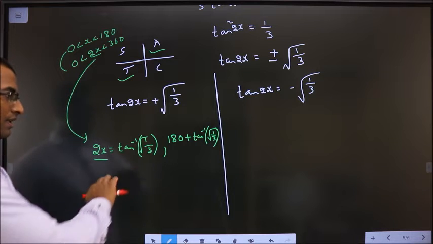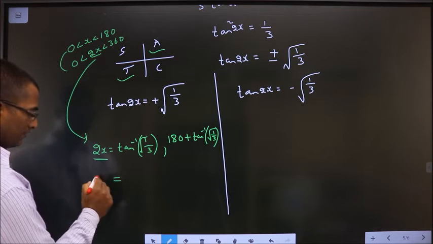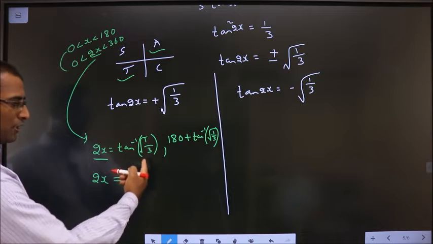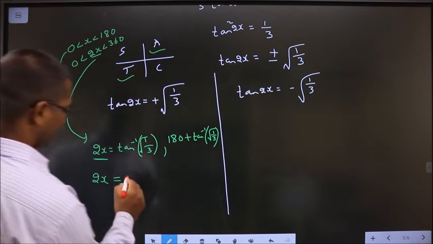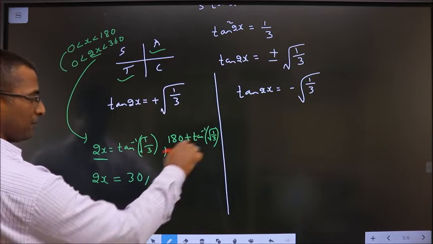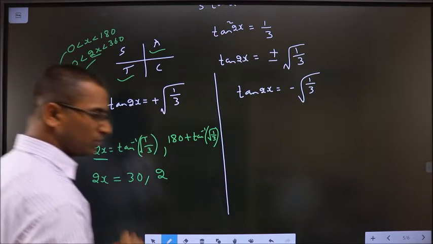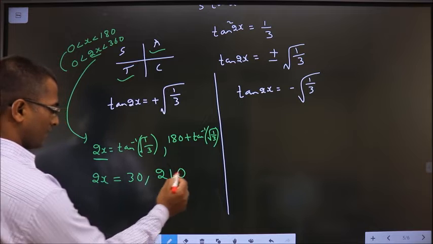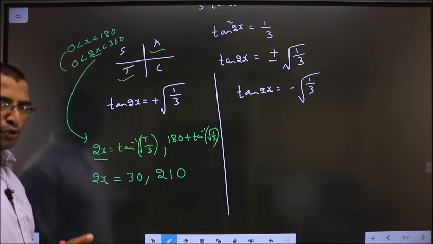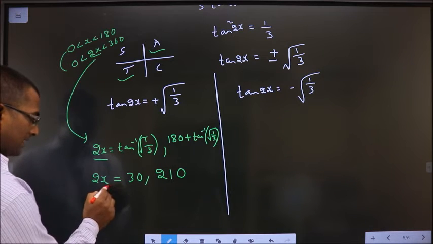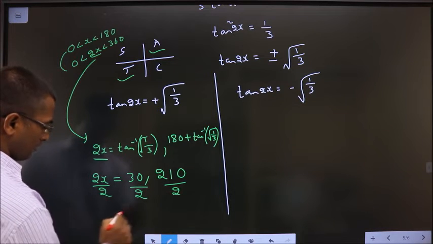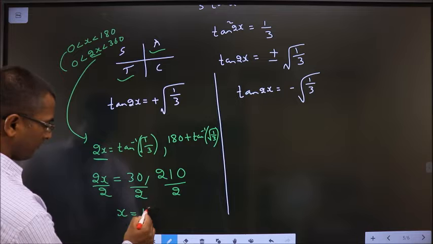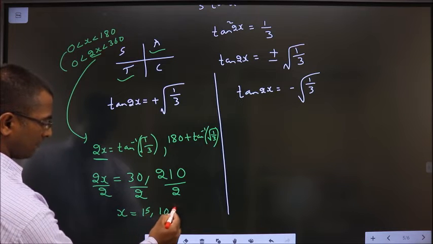Clear? Okay. Now, if you put this in the calculator, you get 30. If you put this in the calculator, you get 210. These are the values of 2x. To get the values of x, divide by 2. So values of x equal to 15 and here I get 105.